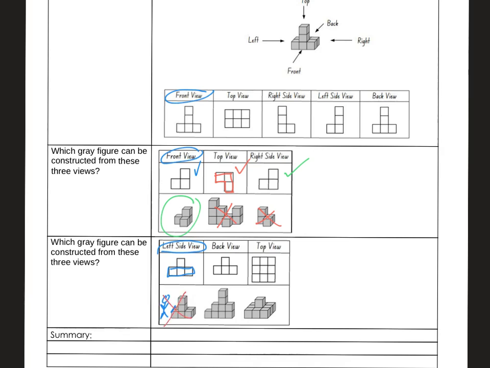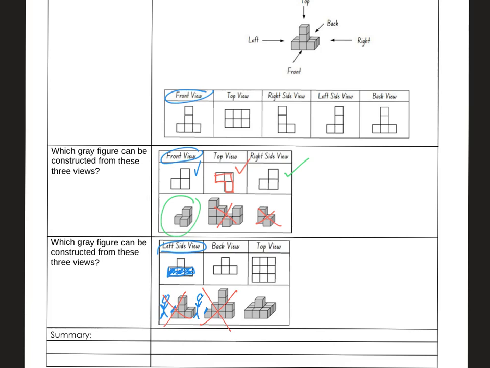Okay, let's look at the second one. We're looking at the left side view. So if I was to put a little person right here, what it would look like. Okay, well, it looks like this guy only has 1 going across in the back, and we need 3 going across on the left side. So we can already cancel this one out as well.